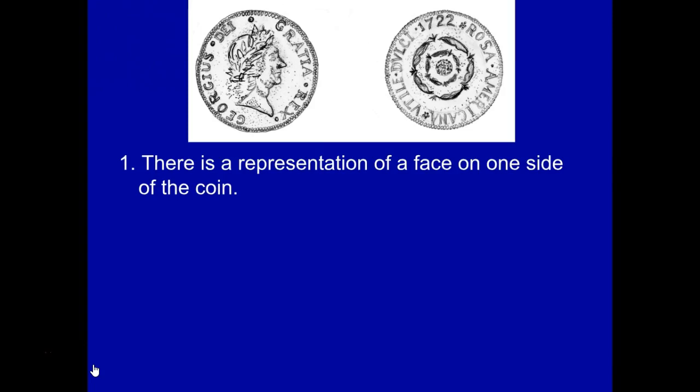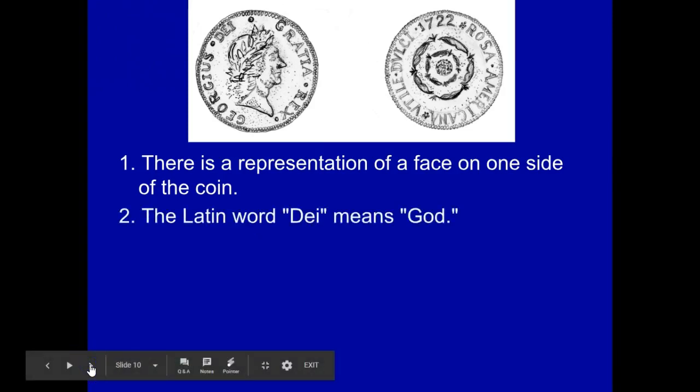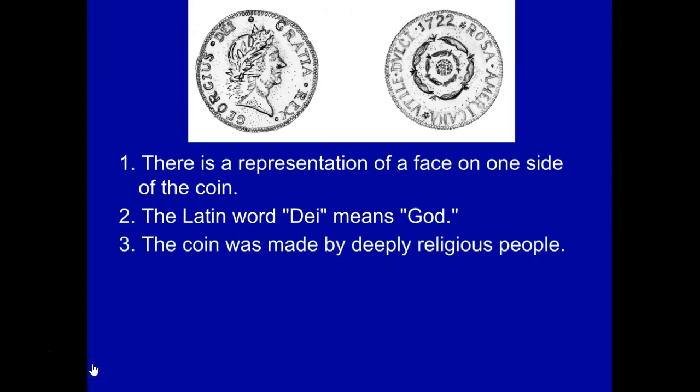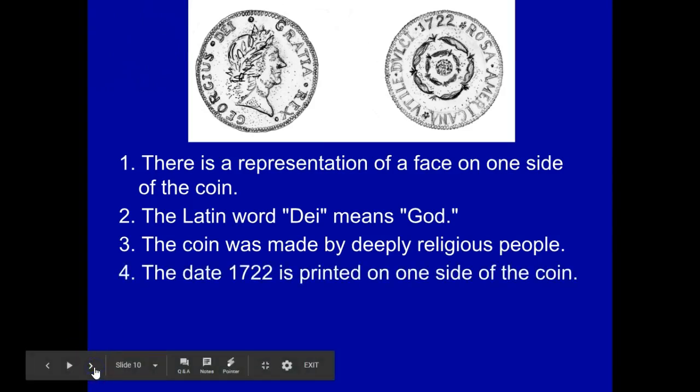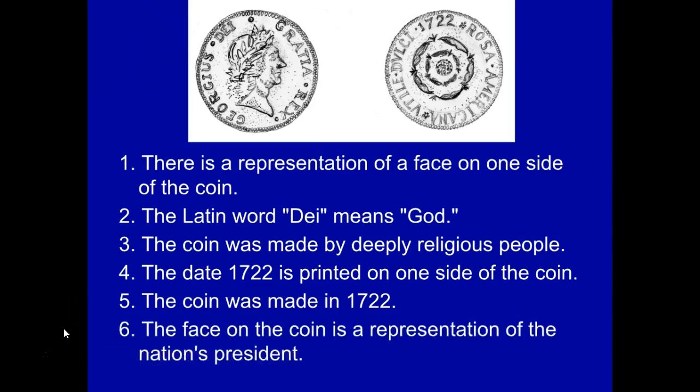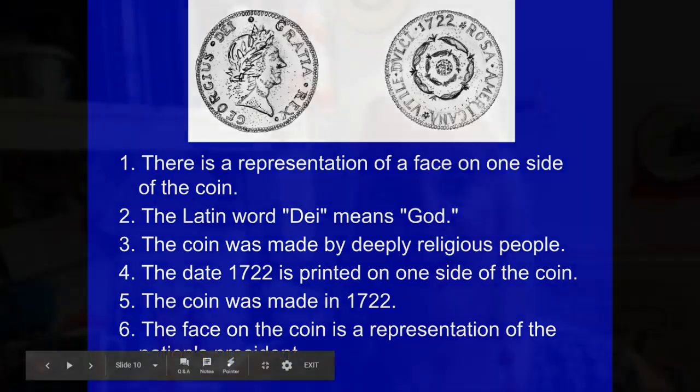Go ahead and write your answer. Is that an observation or is that an inference? The Latin word day means God. Observation or inference? The coin was made by deeply religious people. Observation or inference? The date 1722 is printed on one side of the coin. Number 5, the coin was made in 1722. And last but not least, the face on the coin is a representation of the nation's president. What do you think? Observation or inference?